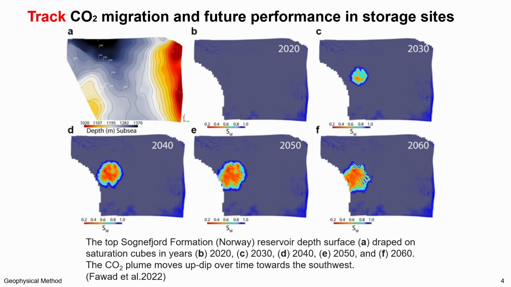Here we see how geophysical and simulation-informed analysis can track CO2 plume evolution over multiple years. The plume does not remain fixed. It migrates according to the reservoir geometry, buoyancy, and structural dip. This is a very important concept in CCS because safe storage depends not only on where CO2 is injected today, but also on where it may move in the future.